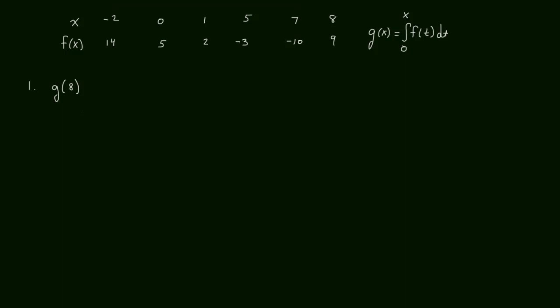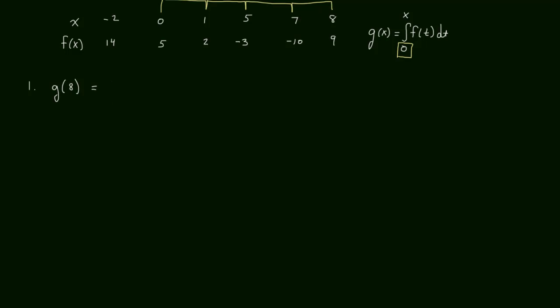Problem 1 wants us to approximate g of 8 using a trapezoid approximation method using 4 trapezoids. Please be careful. The lower bound here is 0, so we want to approximate the integral from 0 to 8 using the trapezoid. So I'm going to start at the 0, and I need 4 partitions. 1 partition, 2 partitions, 3 partitions, 4. And those will be the basis for my trapezoids.